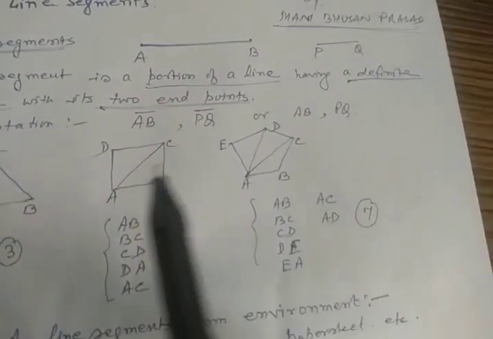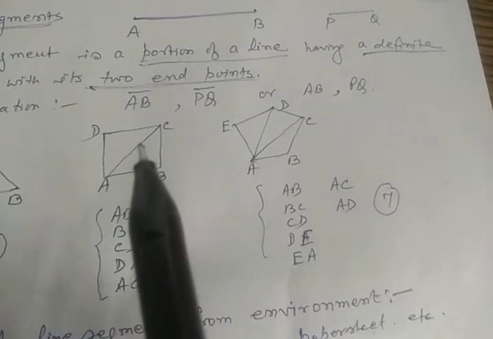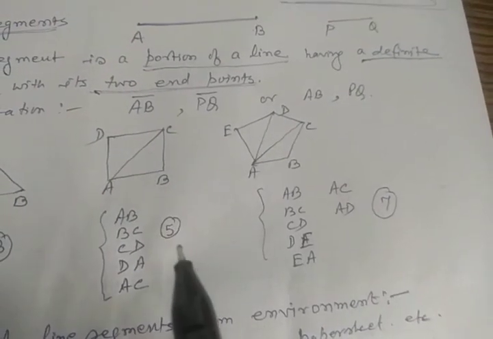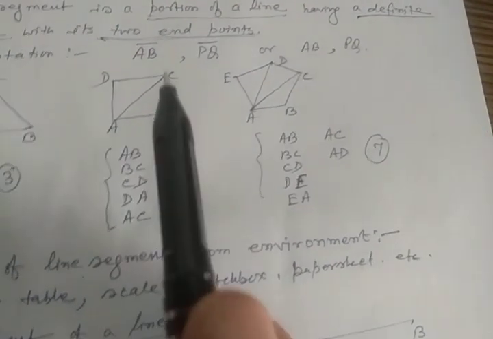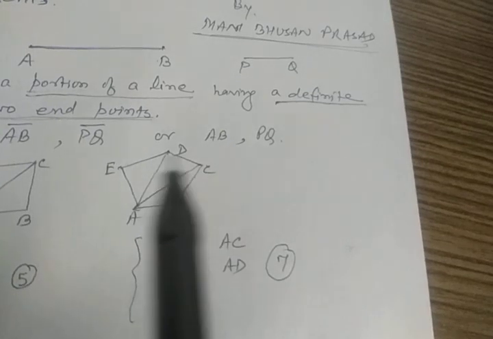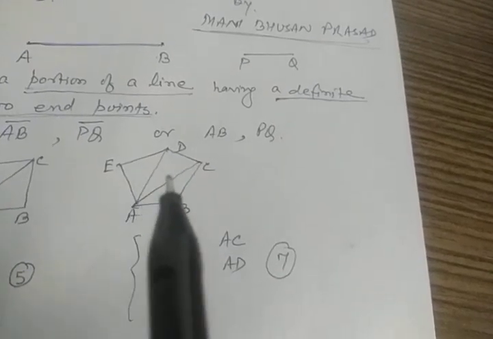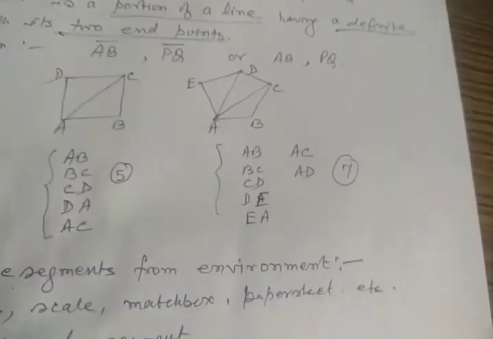For this figure, count 1, 2, 3, 4 and 5. So there are 5 line segments. What are the names? I have written here AB, BC, CD, DA and AC. For this figure, just see, just count how many line segments? 1, 2, 3, 4, 5, 6 and 7. Okay. So there are 7 line segments and the names you can write AB, BC, CD, DE, EA, AC and AD.